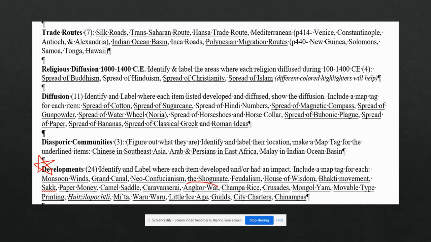Angkor Wat, this is one you don't know. You might have to look that one up. Champa Rice, you know that one. Crusades, you know that. Mongol Yam, that one you don't know either. It's not in our book, but it's a big deal. Movable type printing, that's one term. Huitzilopochtli is our example.